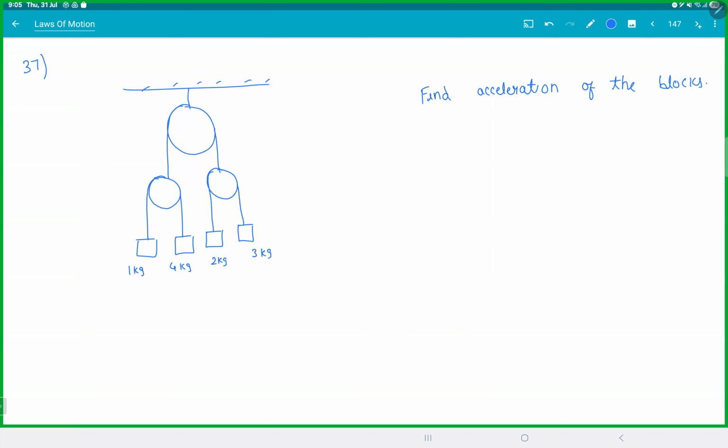Everyone should try. Rudransh, give it a try. Everyone should try. At least get a wrong answer. That is fine, but try. If you're just waiting for me to tell the answer, you won't learn anything. So how do you start? Take this whole thing as 1 equivalent and this as 1 equivalent. Then it becomes your regular Atwood machine with 2 blocks. Then from there you can do something.